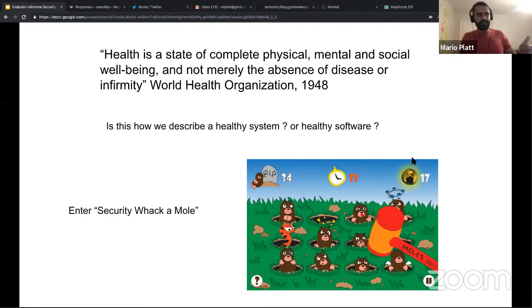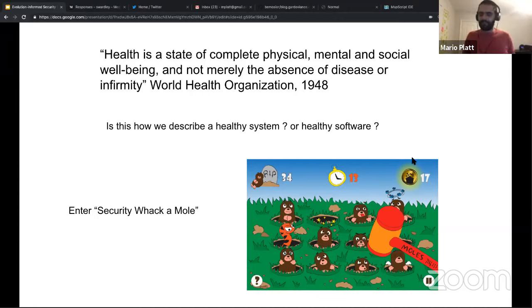I find it interesting. From the World Health Organization, they usually say that health is a state of complete physical, mental, and social well-being, and not merely the absence of disease or infirmity. Right? But this is brilliant, and I'd like us to get to a place where this is how we think about healthy systems, because it's not, right?